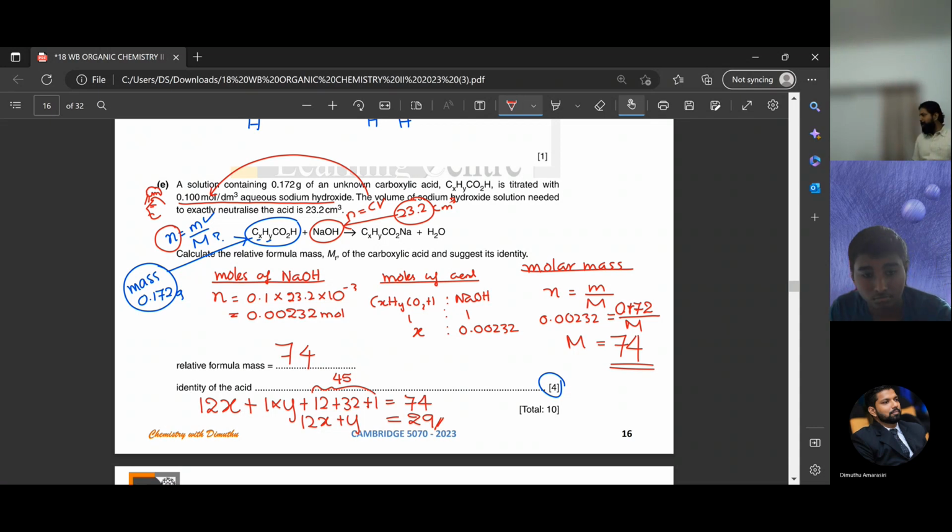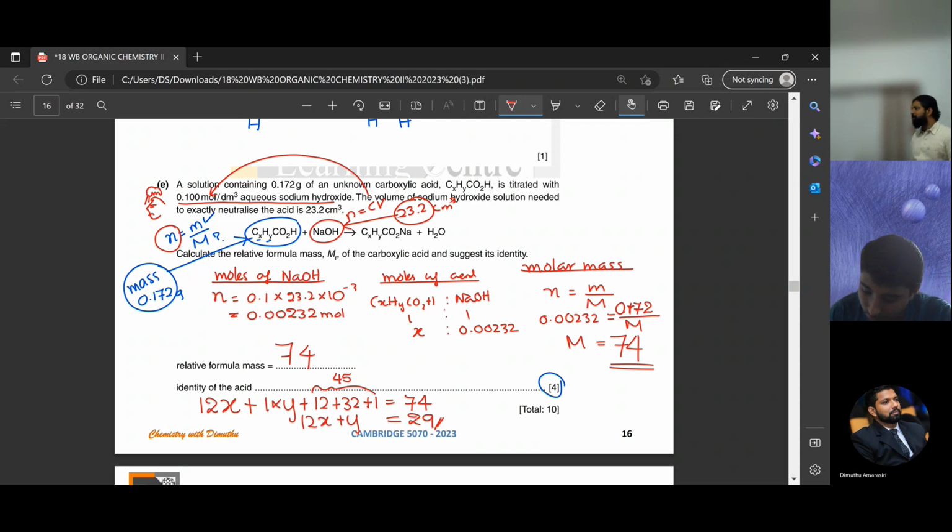According to mathematics, you can't solve this, there are two unknowns. But according to chemistry, you can solve it. Why? One is carbon, the other one is hydrogen. So how and why?